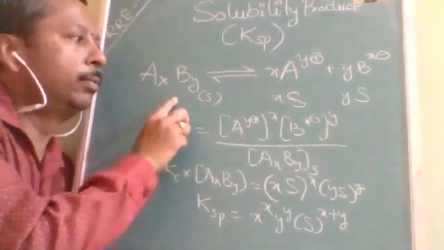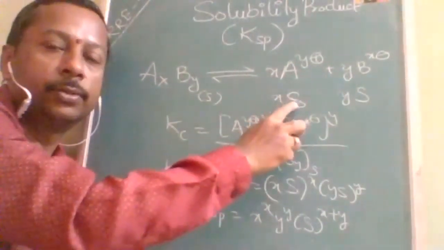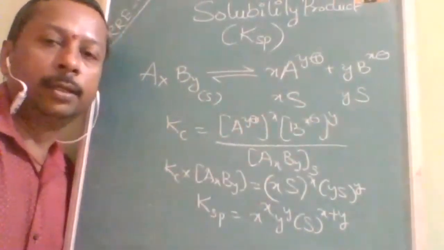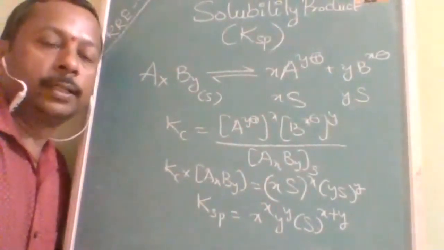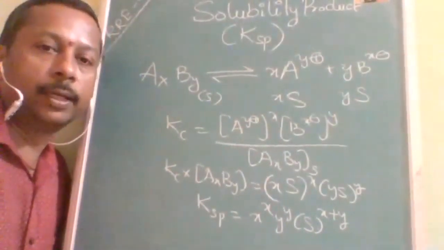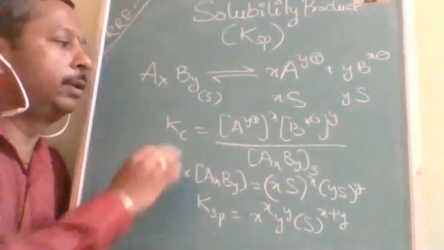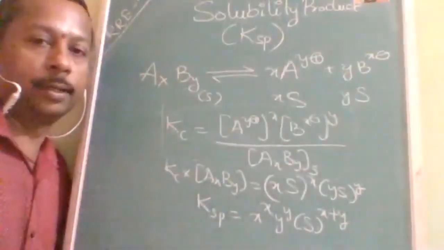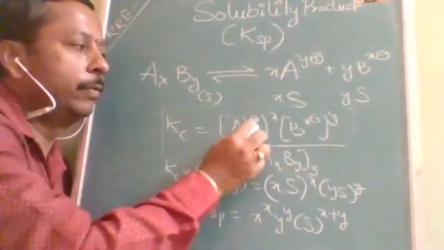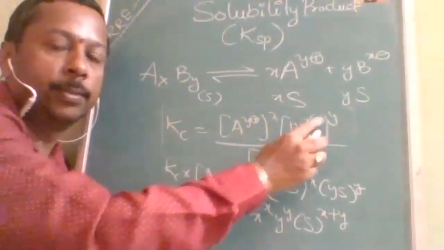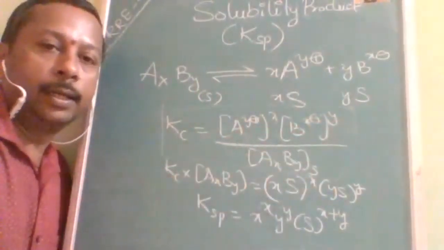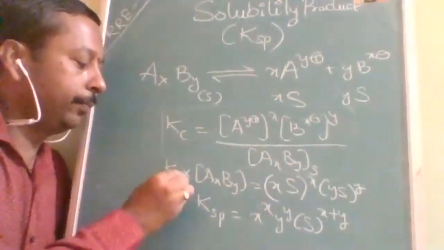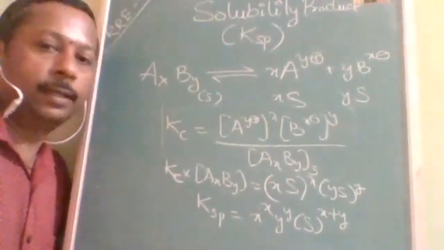So if 1 mole is dissociating, it is going to generate X moles of A and Y moles of B. So S is the number of moles per liter. Then the normal equilibrium constant is formulated as product upon reactant. So here the product is A y plus to the power of x, B x minus to the power of y, divided by A x B y.